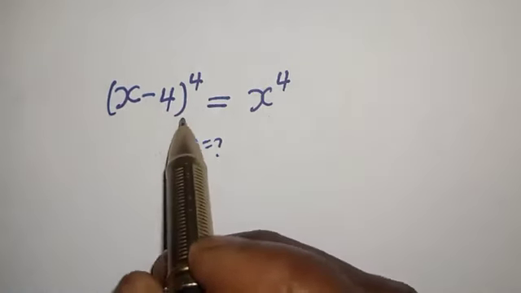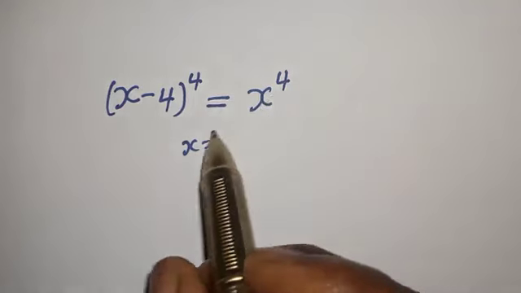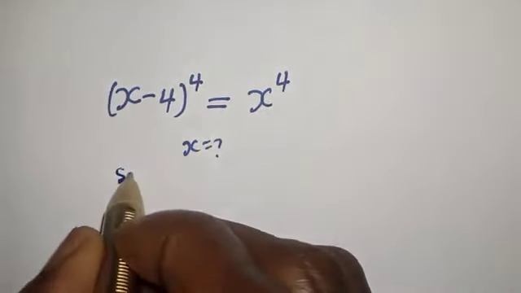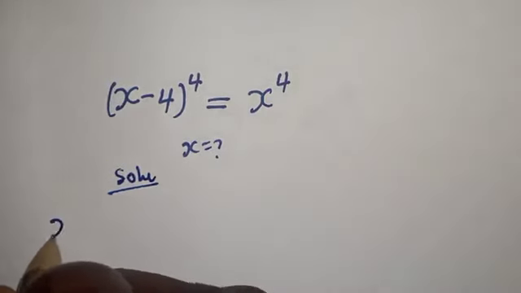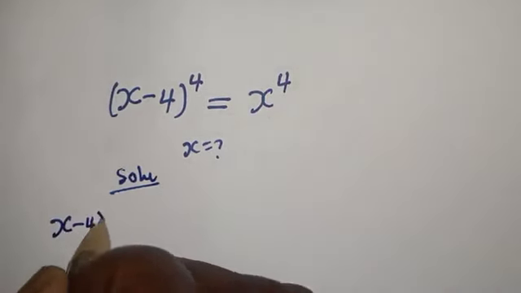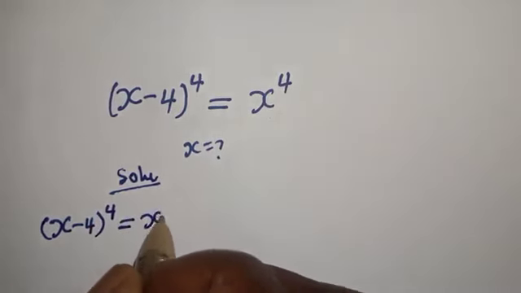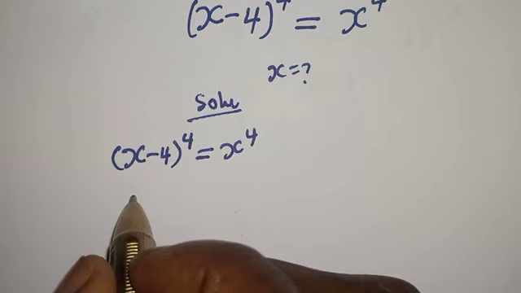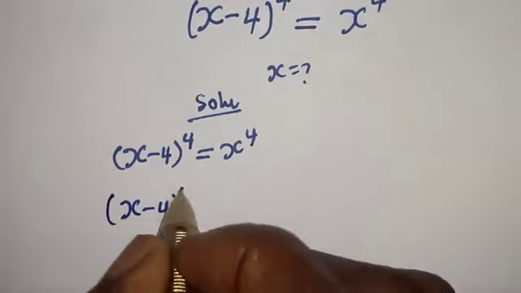Hello, how to solve for s from this equation? (s − 4)^4 is equal to s^4. Solution. (s − 4)^4 is equal to s^4. Then this is (s − 4) to the power of 4.